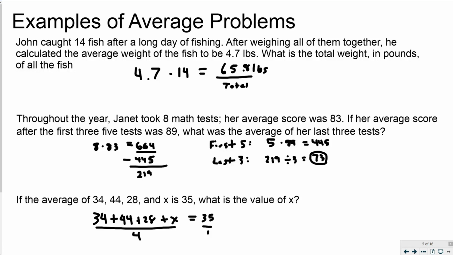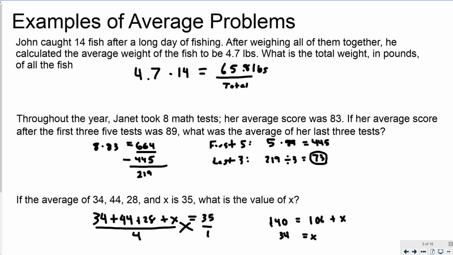So this just becomes a quick cross multiplication problem. So we're going to cross multiply here. And I get 35 times 4, so 140 equals, so if you add up 34 plus 44 plus 28, you get 106 plus x. You take away 106 from both sides, x has to be equal to 34.